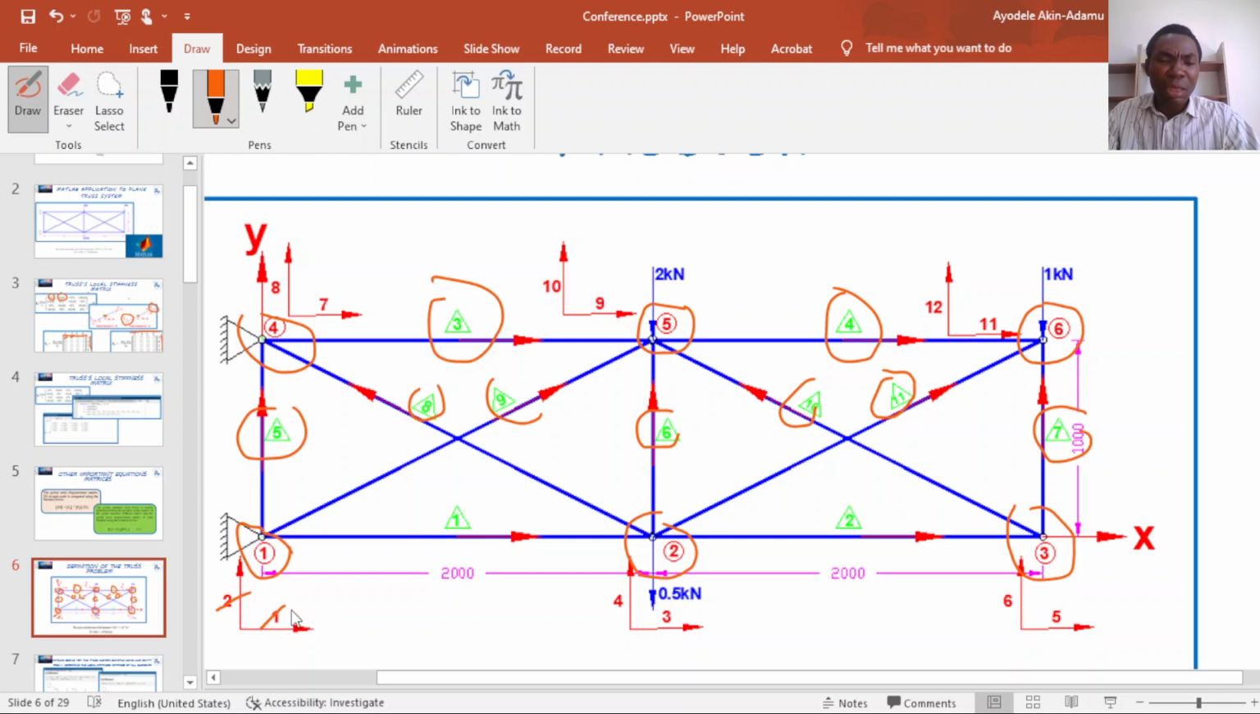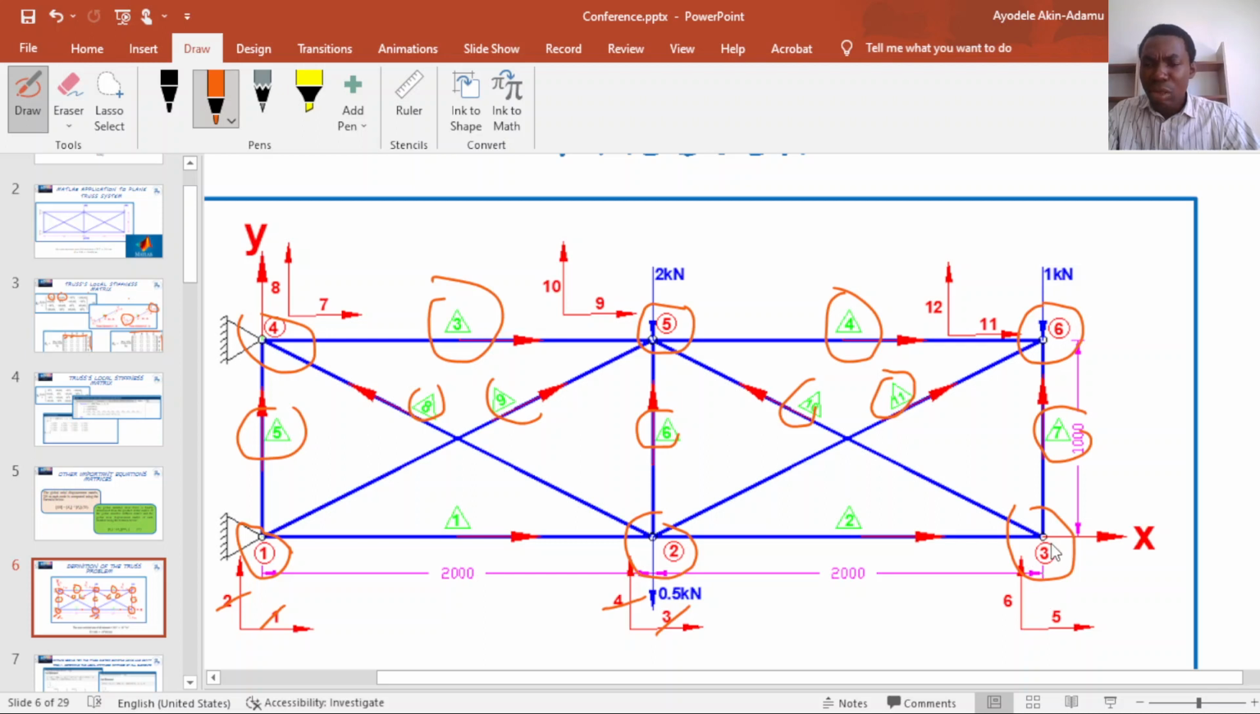And when you are numbering the degrees of freedom, it is advisable you label them in ascending order of node numbering. Like node 1 has 2 degrees of freedom, so I label the horizontal degree of freedom 1 and the vertical degree of freedom 2. I move to node 2 and I label the horizontal degree of freedom 3 and the vertical degree of freedom 4. If you notice, I don't jump to node 4 and label it 3 and 4. I'm moving in ascending order of node numbering.